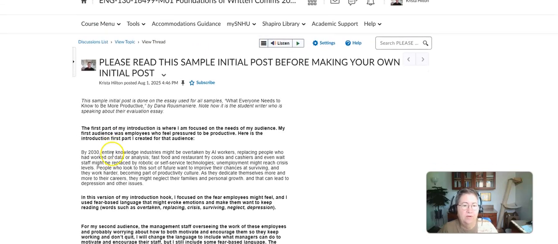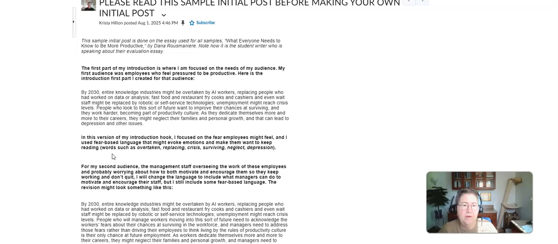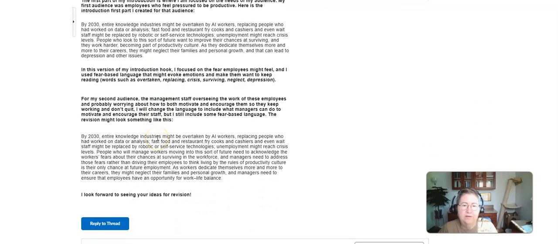So that's why it's so important to read the samples, to think about how they match the instructions, and then also to always look at the grading rubric to see how they're being assessed for meeting the instructions.